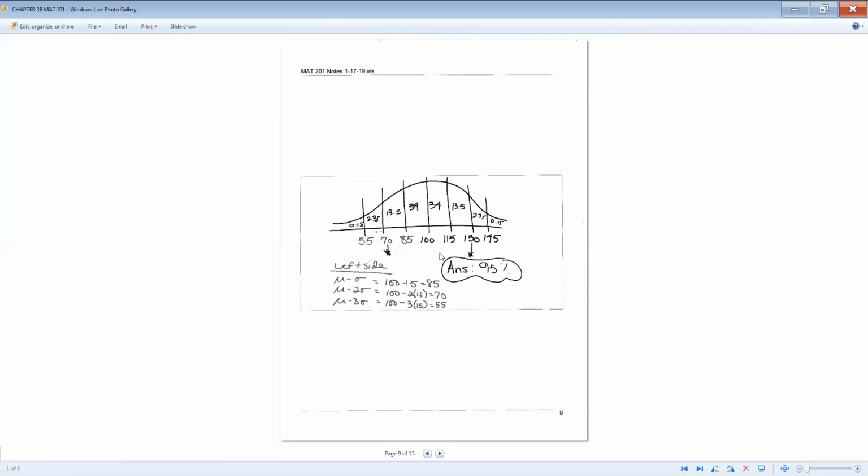So if we look at our 70 and 130, what's in between the two is 95% of our data. You can either add up these 4 numbers or just remember that if I go 2 standard deviations out, which is what 70 and 130 is, the empirical rule said that they will add up to give us 95% of our data.